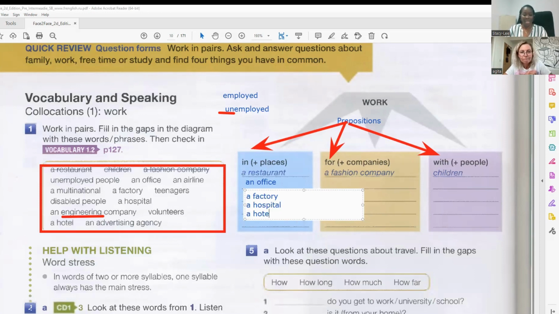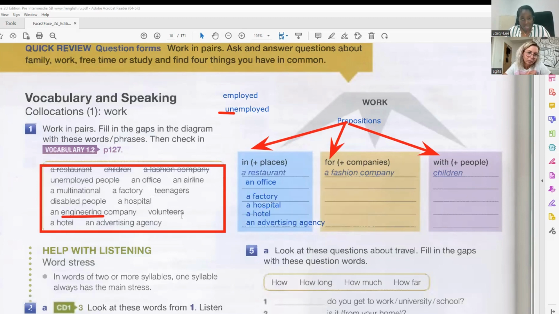Did I miss any that you said? In an advertising agency. Okay, wait, I'm not sure. Well, I'm going to put all that you said, and then we're going to go through them, and you tell me if you want to make any changes, okay? Did I miss any? So you said an office, a factory, a hospital, a hotel, an advertising agency. Is that it? Okay. An office.